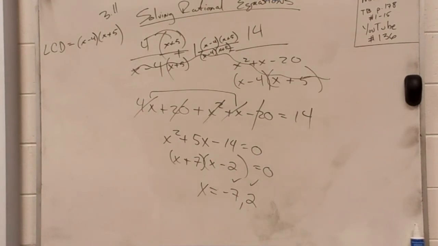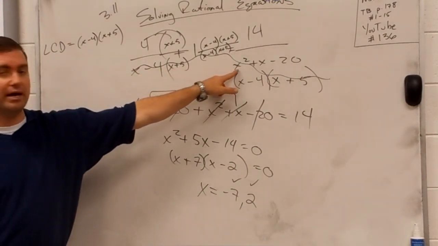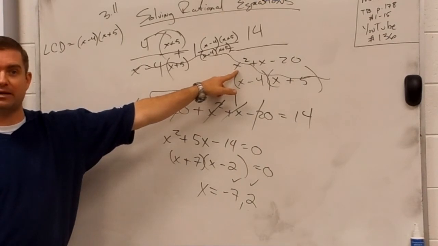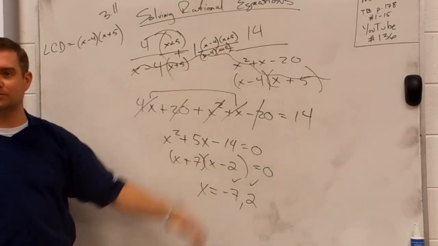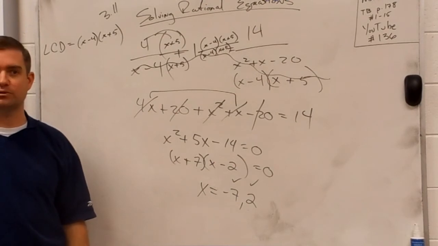Questions? Any questions on this? What was different about this one? What was a little harder about this one? You had a trinomial in there as a denominator. But when you factored it, then it was pretty easy. Everything from there on out was pretty easy.